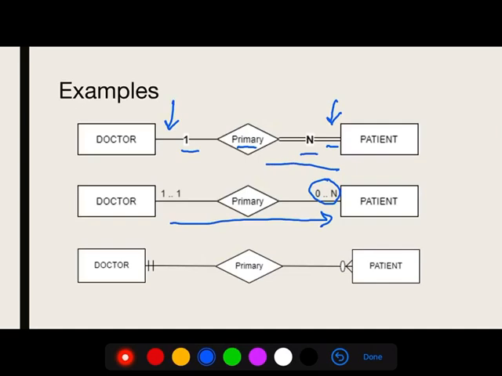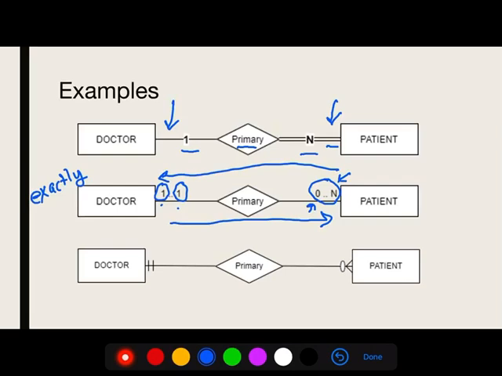But a patient has 1 to 1 doctor assigned to it as a primary doctor. 1 to 1, of course, means exactly 1. So in this range, this 1 tells us that it's mandatory, and this 1 tells us the cardinality. Whereas on this side, the 0 tells us it's optional for the doctor, and the n tells us the cardinality.